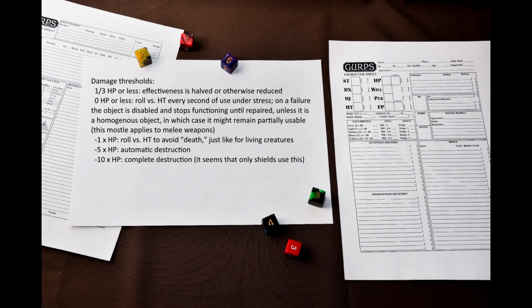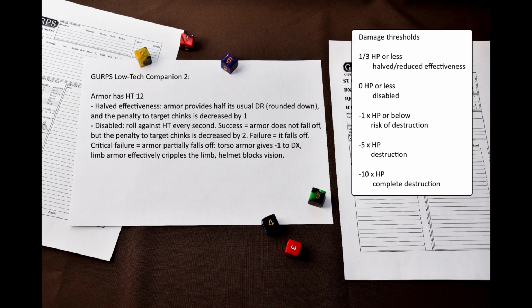The rules seem to stop at this, but the damage to shields box also mentions that at -10 times HP, the object is completely destroyed. If you are using the rules for damage to armor from GURPS Low-Tech Companion 2, then armor that has been damaged to have less than 1/3 of its HP gives the wearer half its original DR rounded down, and the penalty to target chinks in armor becomes 1 lower.